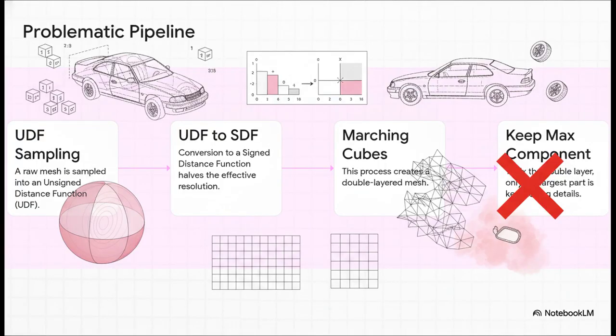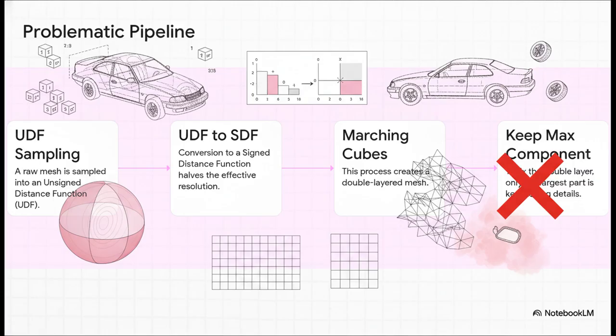So how in the world does a whole wheel just disappear? Okay, let's walk through this broken pipeline step by step. First, you take the raw model and sample it into something called a UDF, an unsigned distance function. That just tells you how far away any point in space is from the surface. But for an AI to get it, it needs to know what's inside versus outside. For that, you need a signed distance function, or SDF. And here's problem number one. The way they used to convert UDF to SDF was basically a cheap trick that instantly cut the resolution in half. Boom. All your fine details gone.